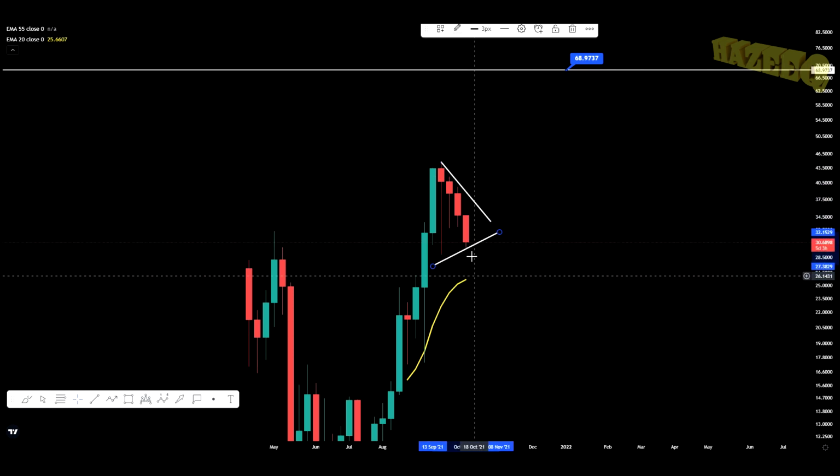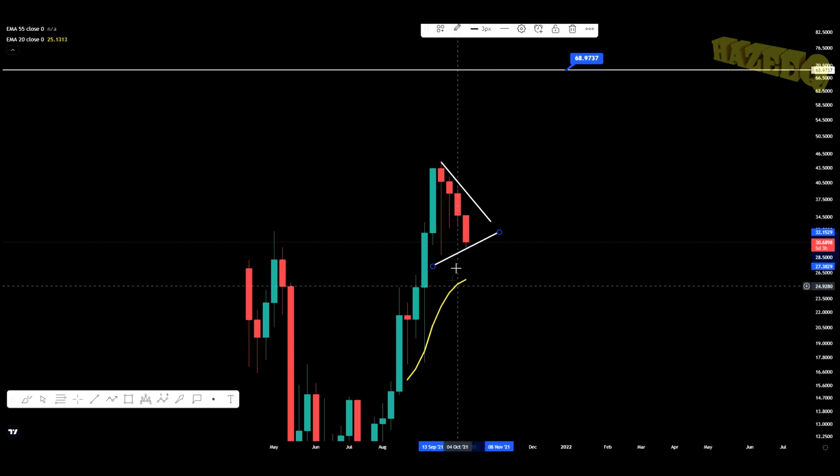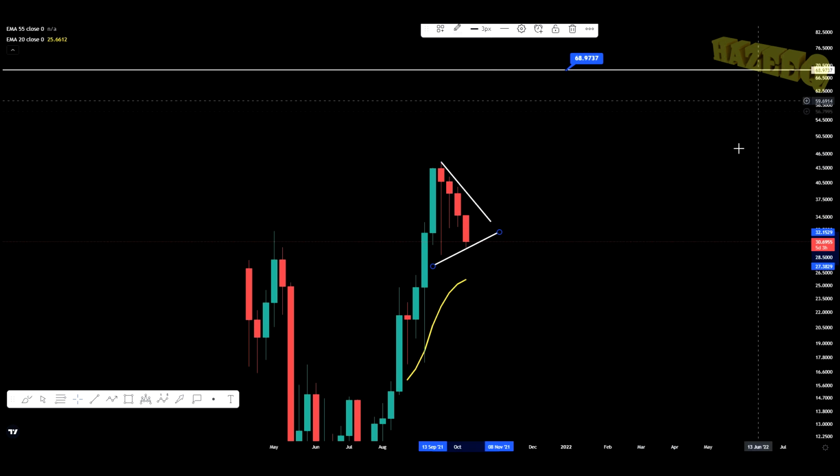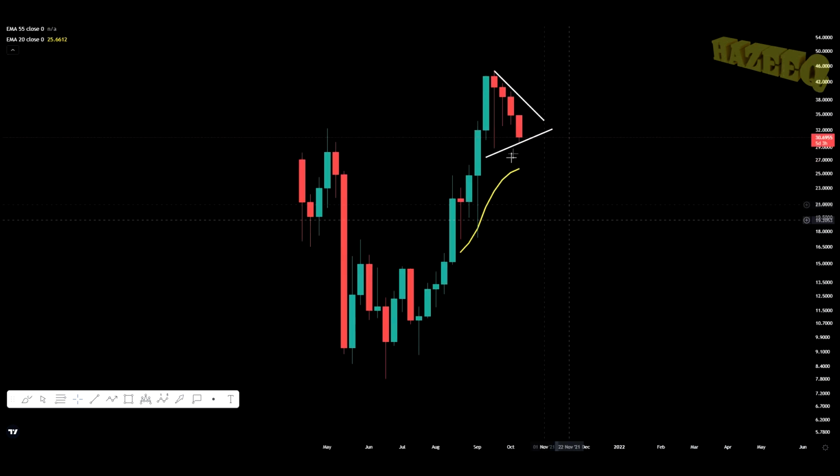But if you really start coming back down and holding and coming back down to the 20 EMA, that's when you're invalidating this bull pennant. But we'll see, we'll see. Hopefully this can hold support and play out.